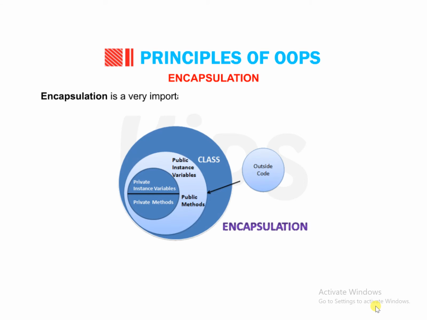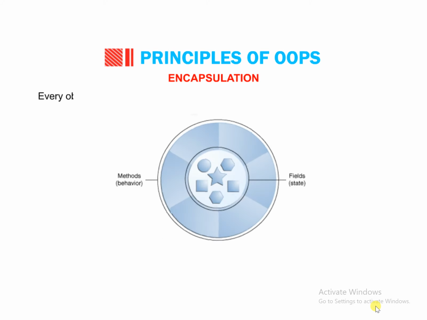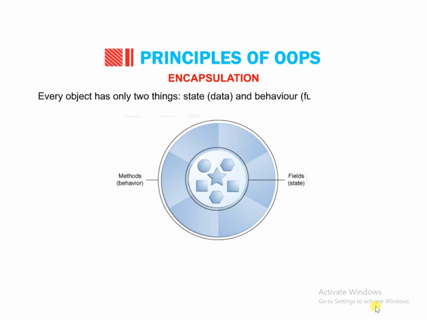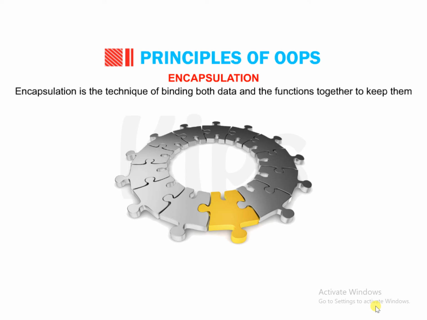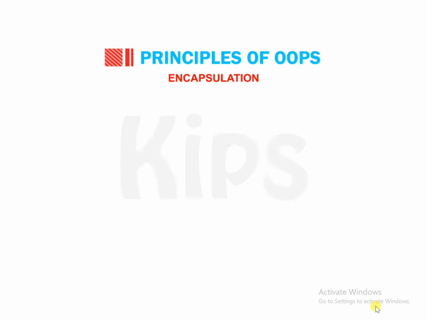Encapsulation is a very important principle of object-oriented programming. Every object has two things: state, data, and behavior, functions or methods. We access and manipulate the data of any object using its functions. Encapsulation is the technique of binding both data and the functions together to keep them safe inside a container, class, and to prevent unauthorized access and misuse.